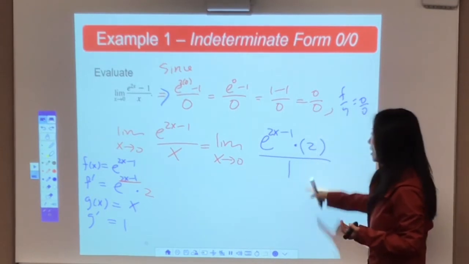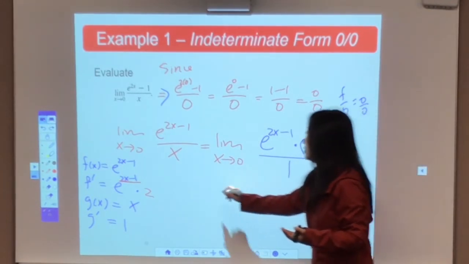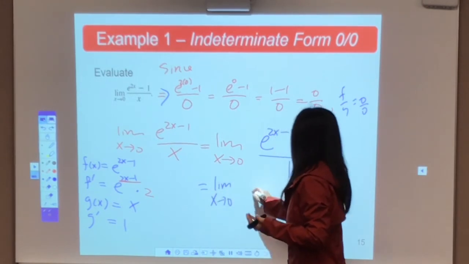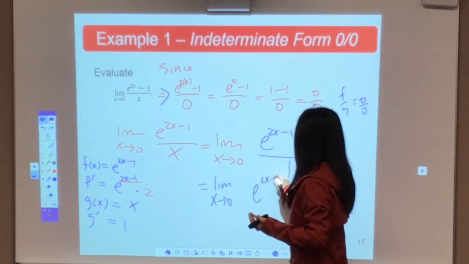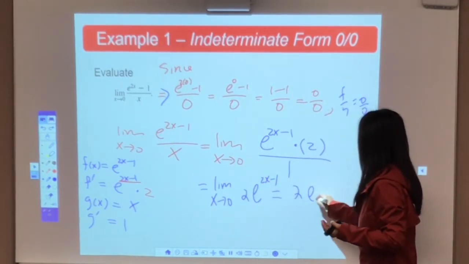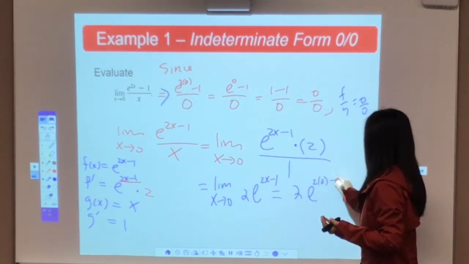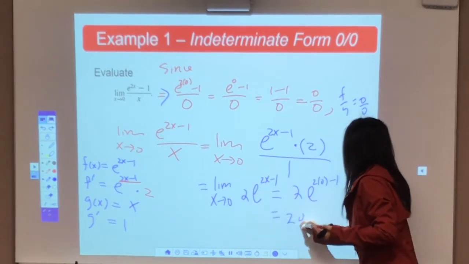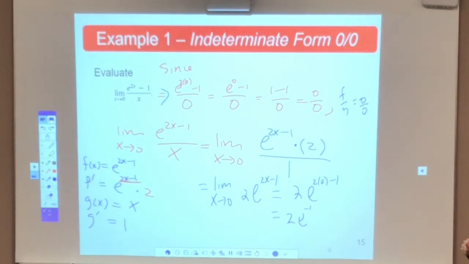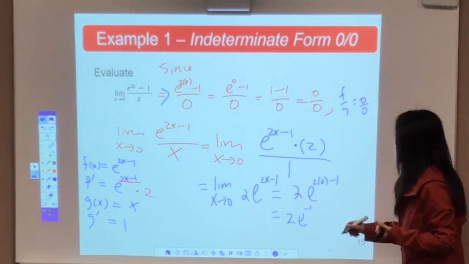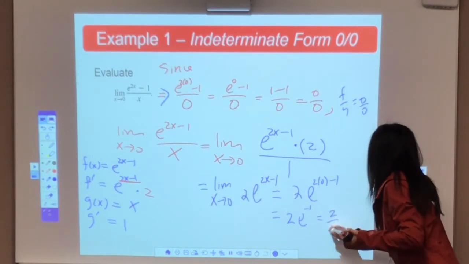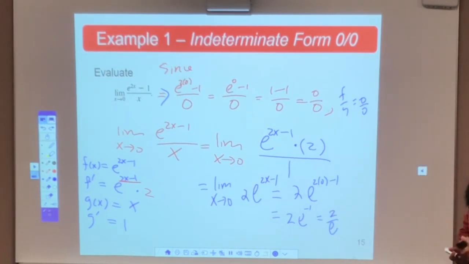So you're gonna say, okay, now I know what to do. That really just means now I can plug it in. So this is e, 2 in the front, and I plug in 0. Are you with me? So that's equal to e over what? 2 over e. So that is your limit.